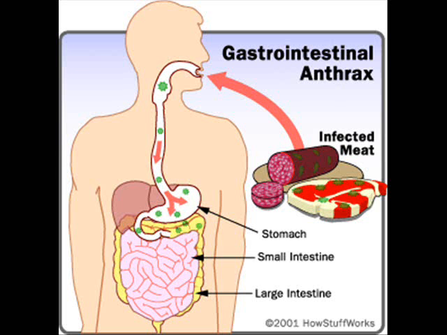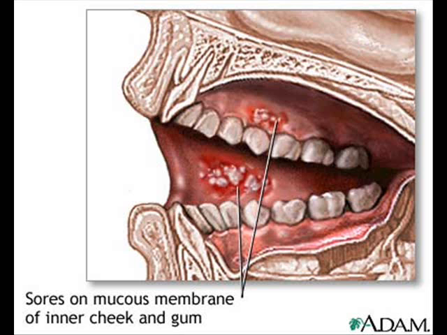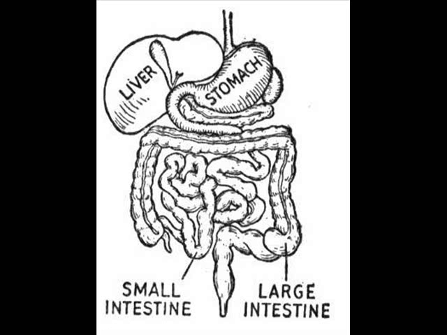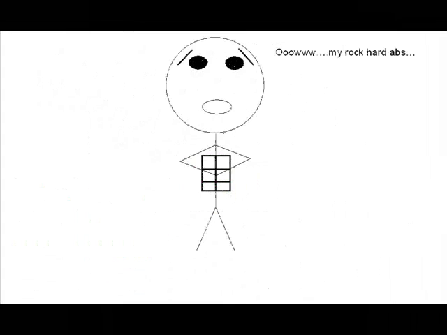The next form of human anthrax is gastrointestinal anthrax. This form of anthrax occurs when the anthrax spores infect an area in the mouth or throat. Sores may appear in the mouth or esophagus, and you might also get swelling in the throat. In the intestines, you might also experience the symptoms of nausea, vomiting, fever, abdominal pain, and bloody diarrhea.